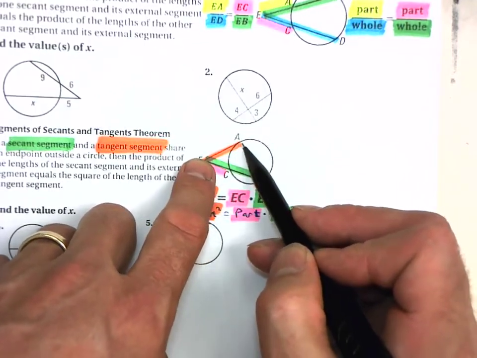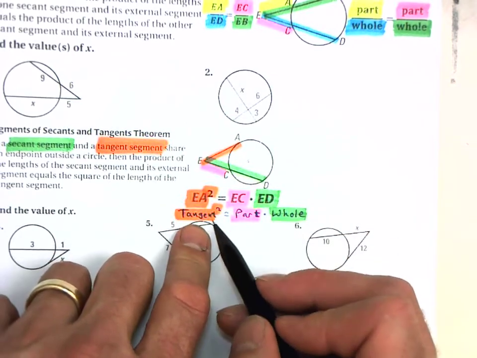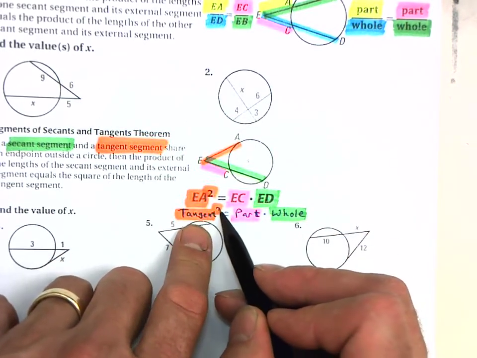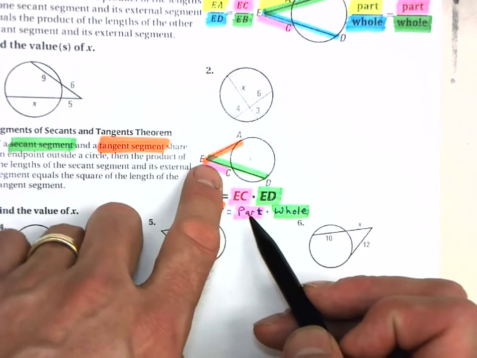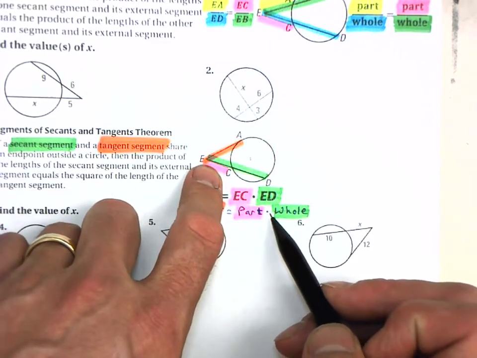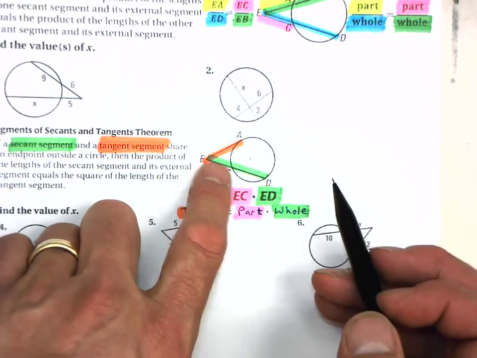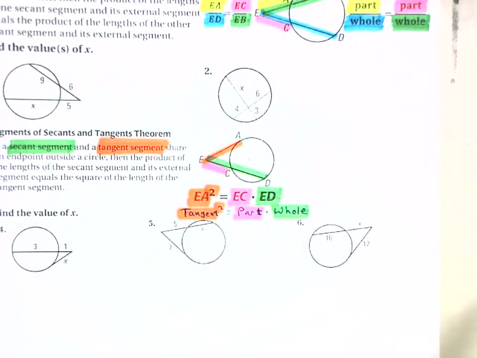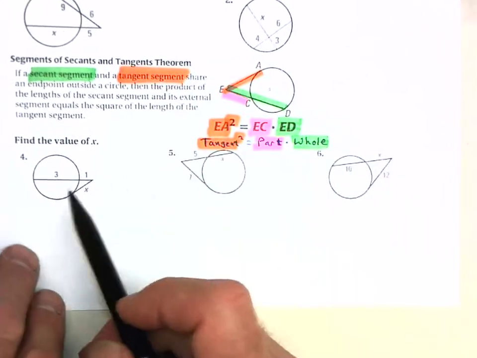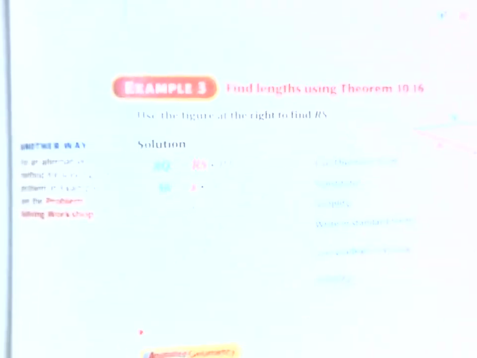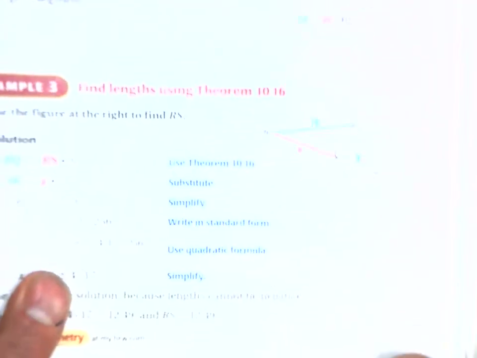So you take that tangent line and multiply it times itself, in other words, square the tangent line, and that equals part of the secant times the whole secant. And that's the pattern that you need to use to be able to solve these last three problems that you have here. Let's go ahead and do this one for you.